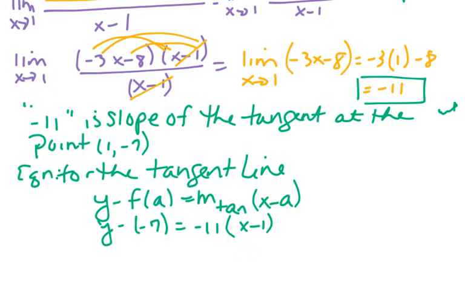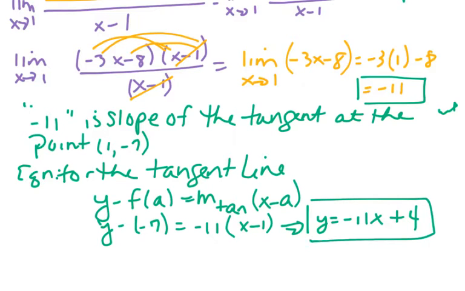So the equation of the tangent line at the point 1, negative 7 is just y equals negative 11x plus 4. So that's the equation of the line. And that's how we found the slope of the tangent line using definition 1. So let's do an example using definition 2. I'm going to go to the next page.